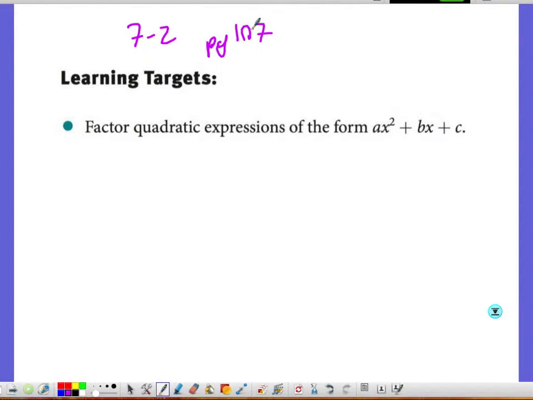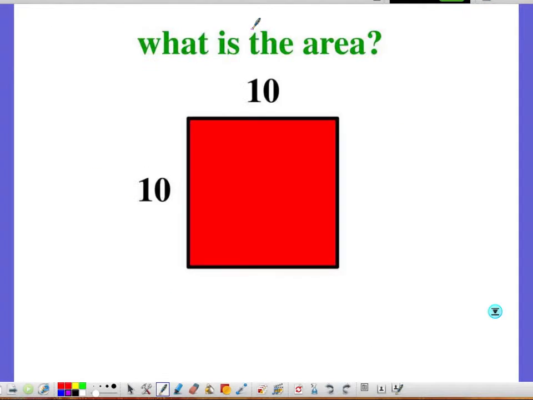This is a very important lesson because factoring quadratic expressions is something that we're going to be doing continually for the rest of the Algebra 2 course. And so it's really important to get a very good understanding of how to factor quadratic expressions.